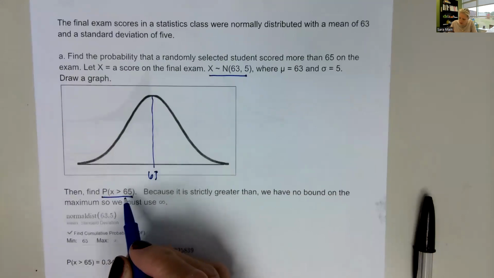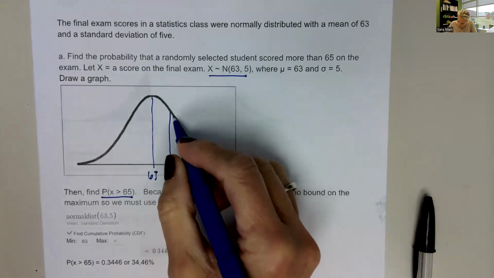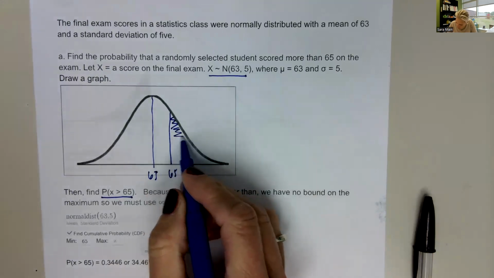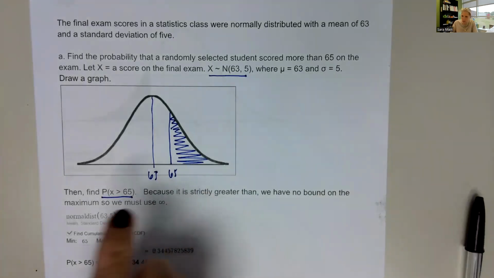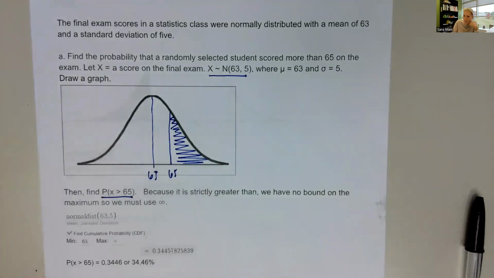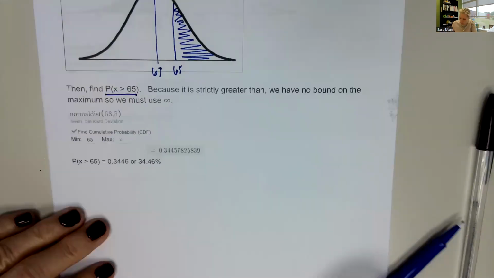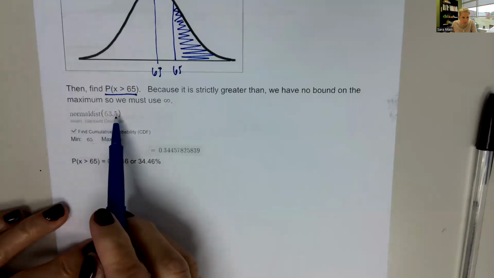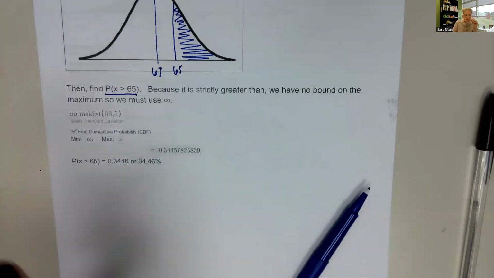Remember, that's a greater than. And so I'm going to mark 65 here, and I'm just going to shade showing this is the probability that I'm looking for here. So this is what it should look like in Desmos. And this is what I'm going to put in because I want to be greater than 65. My mean is 63, my standard deviation is 5, and I should get 0.34457.